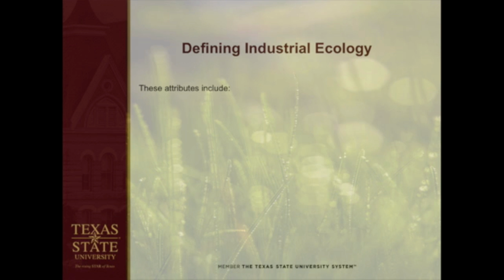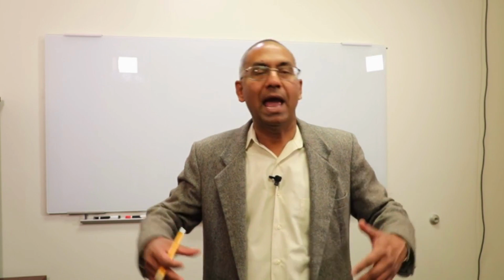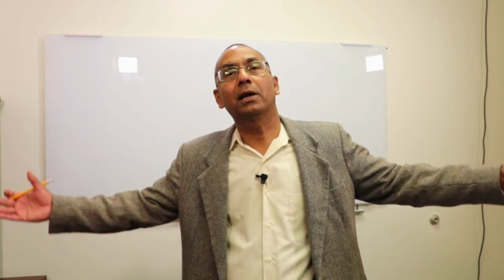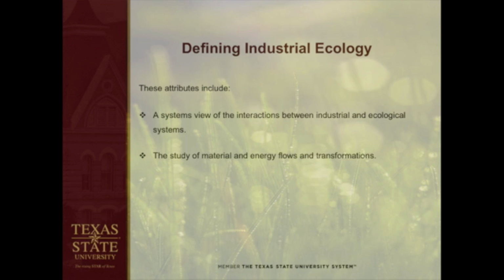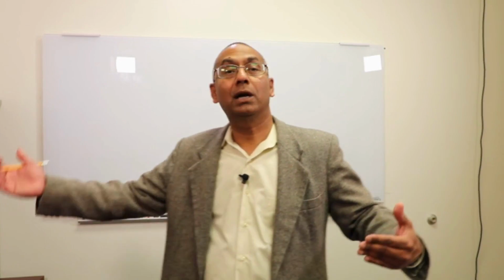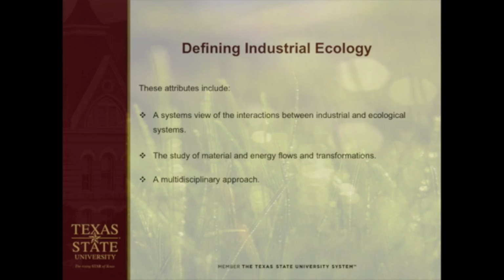Some of these are that they take a systems view, which is like a black box with input and output. So it takes a systems view of the interactions between industrial systems and the neighboring ecological systems. It also commonly studies the flow of material and energy through systems. You have material and energy needed for any industrial activity, and then there is some material and energy leaving it. You know, what goes in, what comes out, what is lost, that kind of thing.